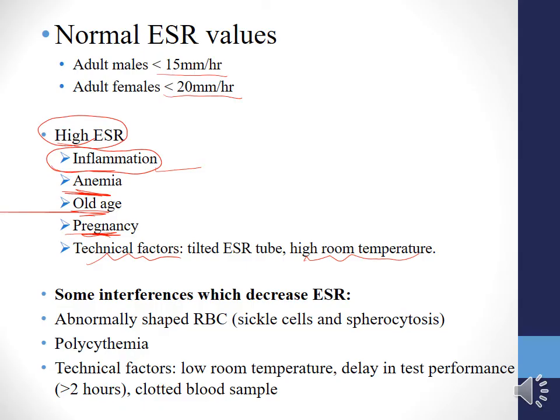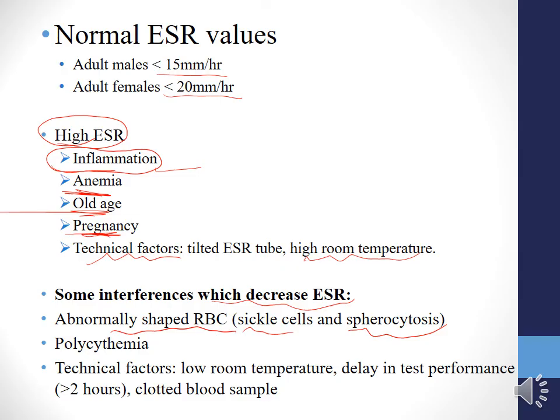Now, there are some conditions that might abnormally decrease the ESR. Okay, so that the ESR will be lower than expected. One of these is having abnormally shaped red blood cells. Yani people who have sickle cell disease or people who have spherocytosis, these people will have abnormally low ESR because these abnormally shaped RBCs cannot stack on top of each other. So even in the presence of inflammation, they cannot stack.